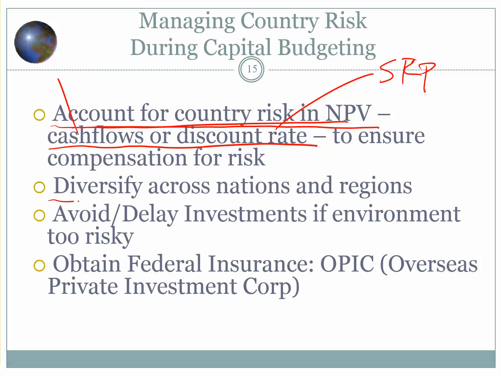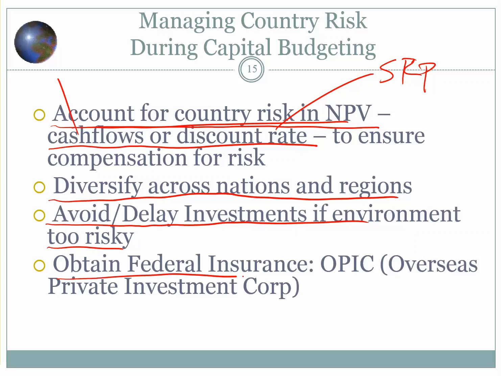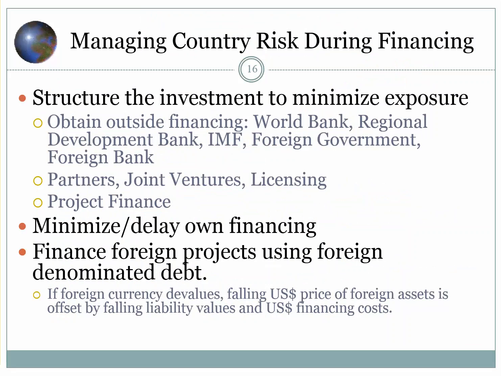Also, when you're looking at investments, you should look at diversifying across nations and regions. If an area looks too risky currently, you could always delay the investment, wait a couple of years for the next, say, government to take place, or you can try to obtain federal insurance for a project. Once you go into a country and you start financing the project, say raising money to start a project, you can also manage the risk by structuring the investment to minimize your firm's exposure. In other words, you can get outside financing, from the World Bank or a development bank or IMF or a foreign government or foreign bank.